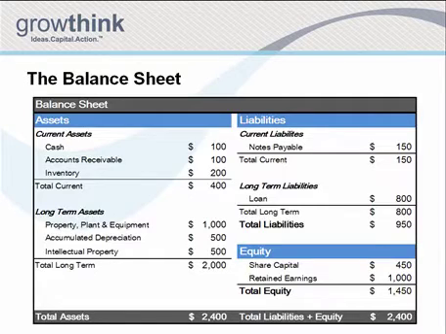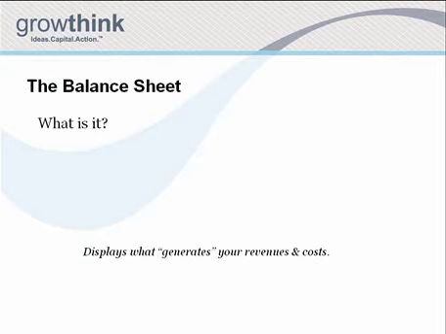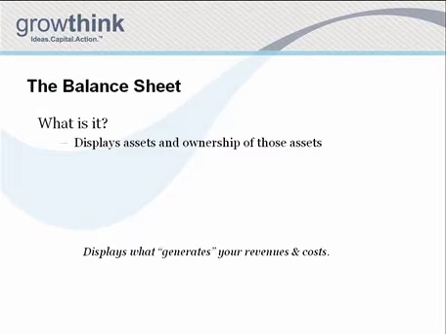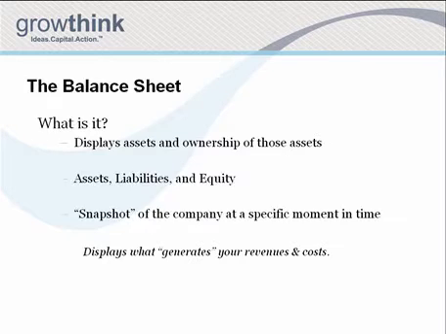It shows what your assets are that allowed you to generate the revenue. You can see the assets on one side and your liabilities and equity on the other side. So it displays your assets and the ownership of those assets, and the balance sheet is assets, your liabilities, and your equity, and it gives a good snapshot of the company at a specific moment in time. Usually we look at it at the end of each quarter or at the end of each year, and it carries over from year to year, month to month, quarter to quarter.